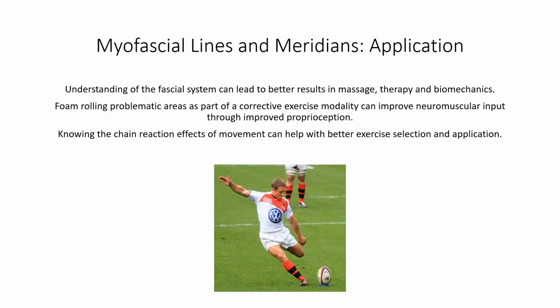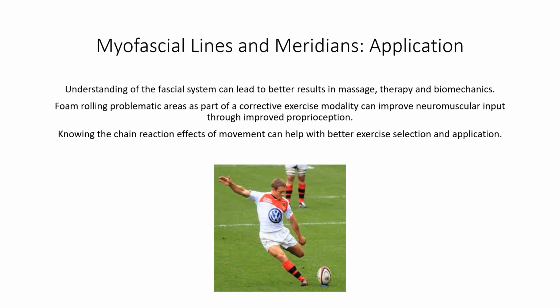So when it comes to the application of all of this stuff, we already know that understanding the fascial system can lead to better results in massage, therapy, and biomechanics. Foam rolling problematic areas can get more nutrition to the area, more blood flow, can also lengthen those structures. As part of a corrective exercise modality, you're also improving the neuromuscular input through the central nervous system through improved proprioception. This will lead to better chain reaction effects of movement, which can lead to better exercise selection and application, not just in the gym, but also in sport and everyday life.